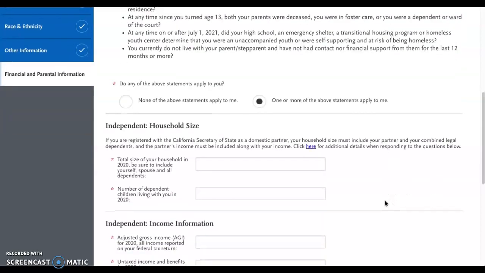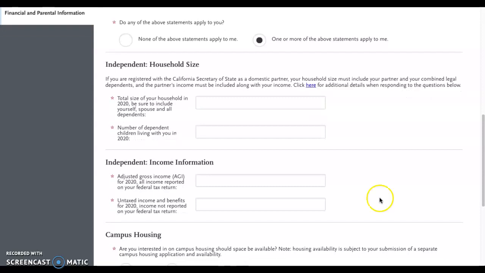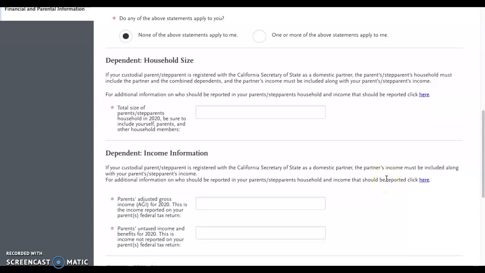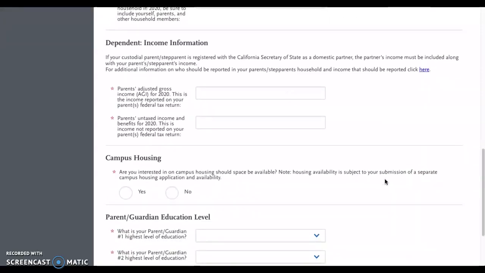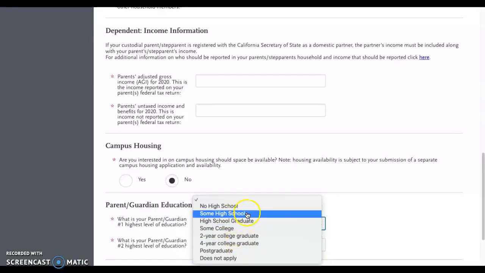So if you are considered an independent, this information is about you, your partner or your spouse, and any dependent children you may have. So you will have to provide 2020 tax information about how much you made, as well as how many people were in your household and if you had any untaxed income and benefits. If you are considered a dependent, you'll provide the same information, but this is going to be about your parents and their household and their income, untaxed income and benefits. Regardless of the option that you choose, however, you are going to indicate whether or not you're interested in campus housing and what your parents' highest level of education was.